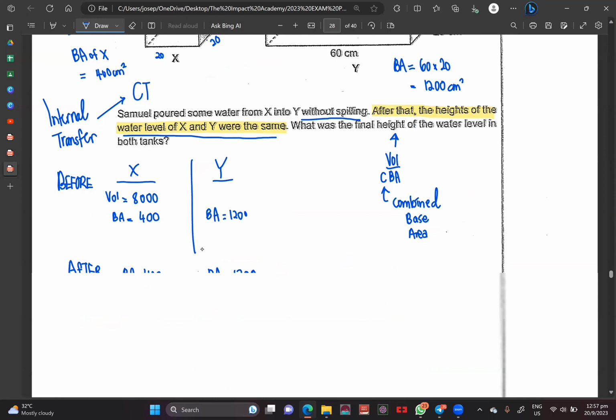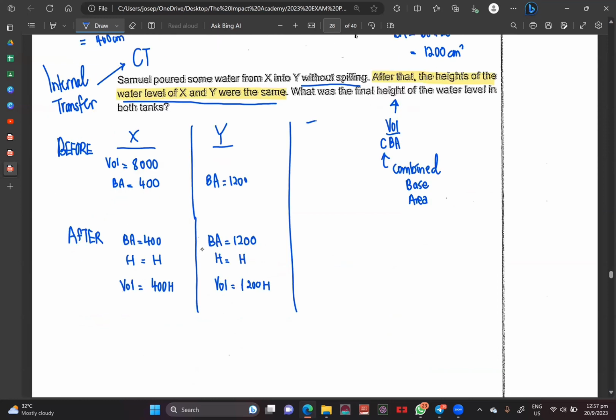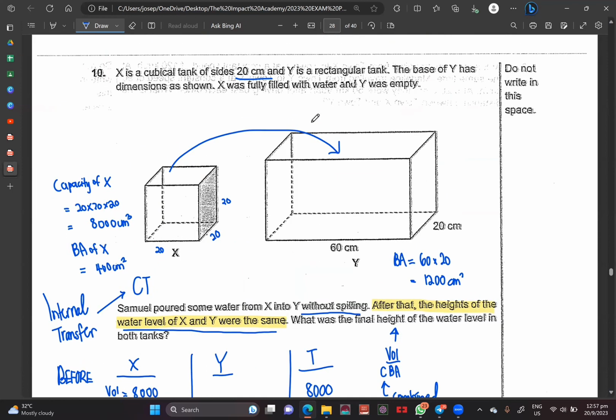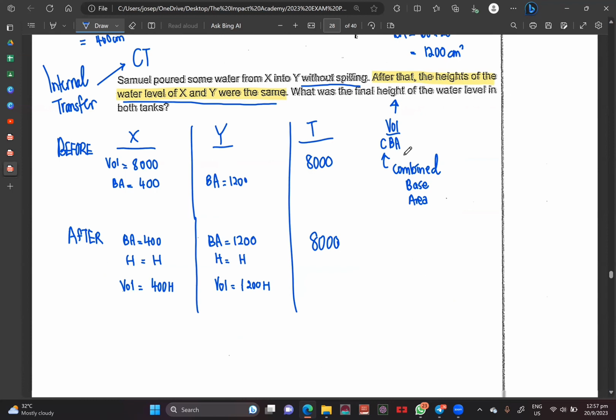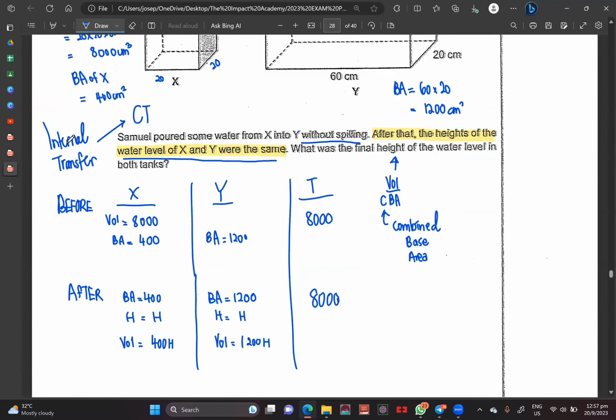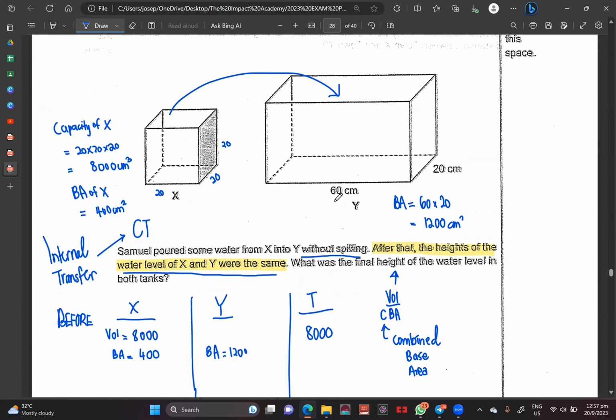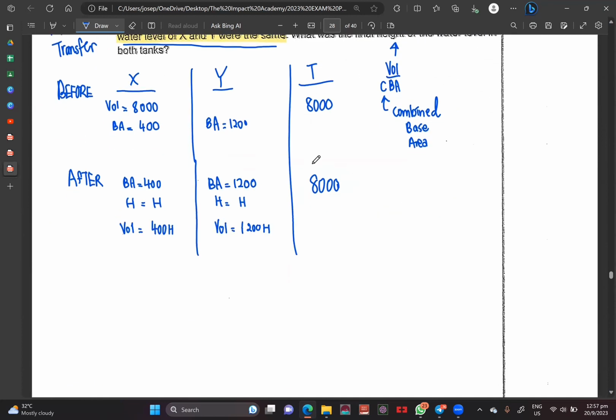So let's ask ourselves, what is the total over here? The total volume is actually still 8,000. Then wouldn't you agree that the total volume over here in my after is still 8,000? Why? Because the water is just poured from X to Y. The water is not poured from X into maybe another tank. You get what I'm trying to say? So it is a transfer in between. That's why we say internal transfer. Internal transfer means I am transferring from X to Y, Y to X, X to Y. But in this situation, it's only X to Y. But the total still remains the same.